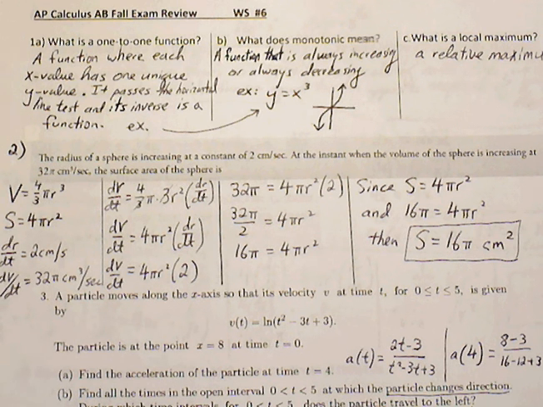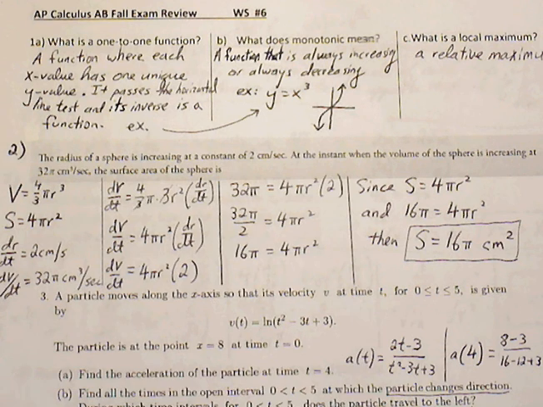All right, this is Fall Exam Review Worksheet 6. Okay, so start with number 1. What is a one-to-one function? So a one-to-one function is simply a function where each x value has one unique y value, and it's going to pass the horizontal line test. And its inverse is a function.